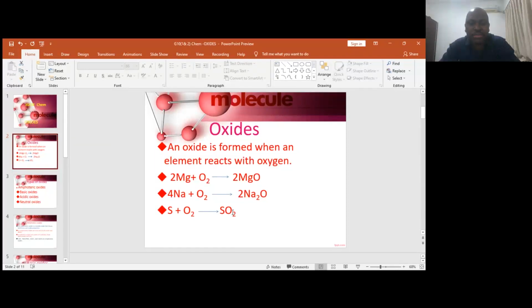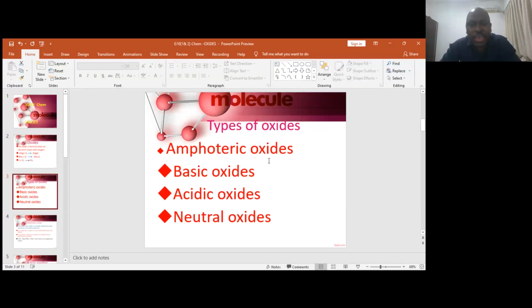So we have different types of oxides. So many oxides. So that's why it is very important for us to talk about the classification of oxides. We classify oxides as follows. So we have amphoteric.